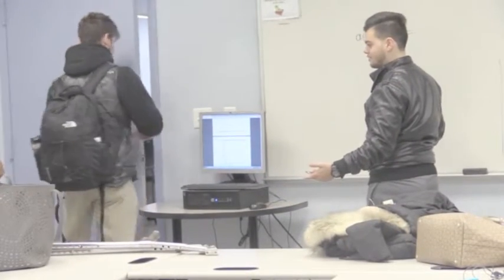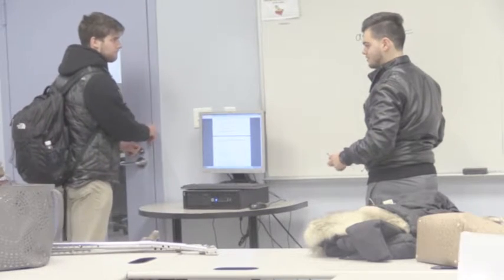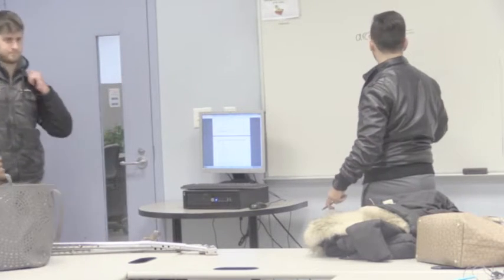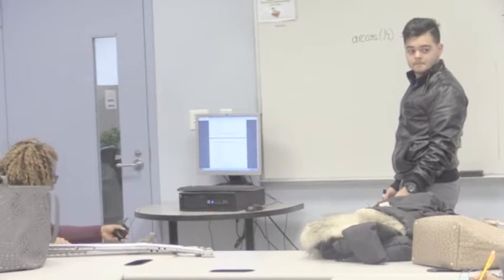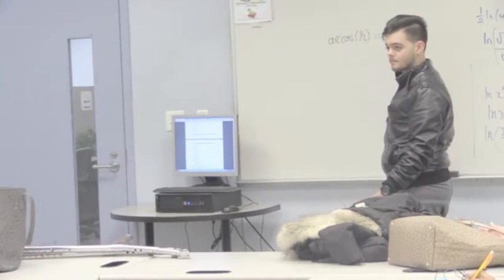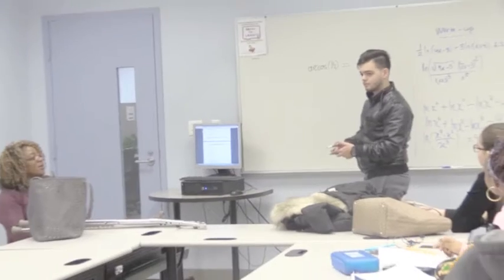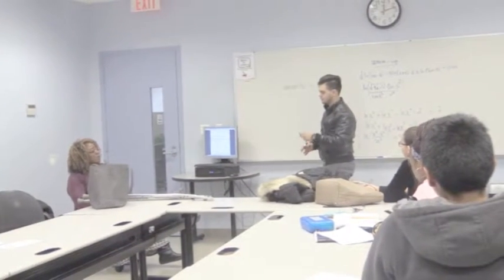60. Yeah, 60. So I just write the angle, and that's the answer. Wait, how is it angle? Okay, 60. But no, because I thought it was zero. Angle. Because she said we have to go through the calculator and get the radians.